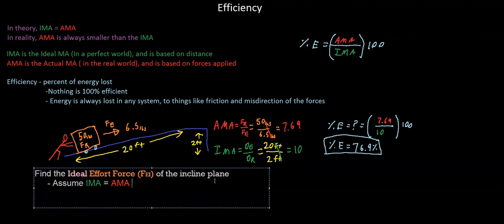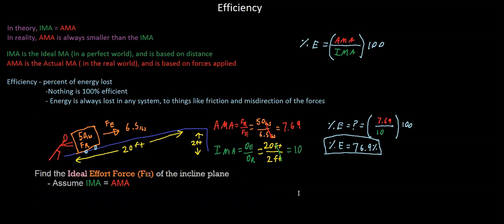So if they ask you to find the ideal effort force, they're asking you to find actually something incredibly different. They're asking you to find the effort force based on an ideal world. So in other words, we need to use our ideal effort force equation, which is where the term comes from. And so in our ideal effort force equation, we can say that dE over dR is equal to our FR over our FE. But in reality, it's not equal to this. It is equal to this if the effort force on the bottom is the ideal effort force.